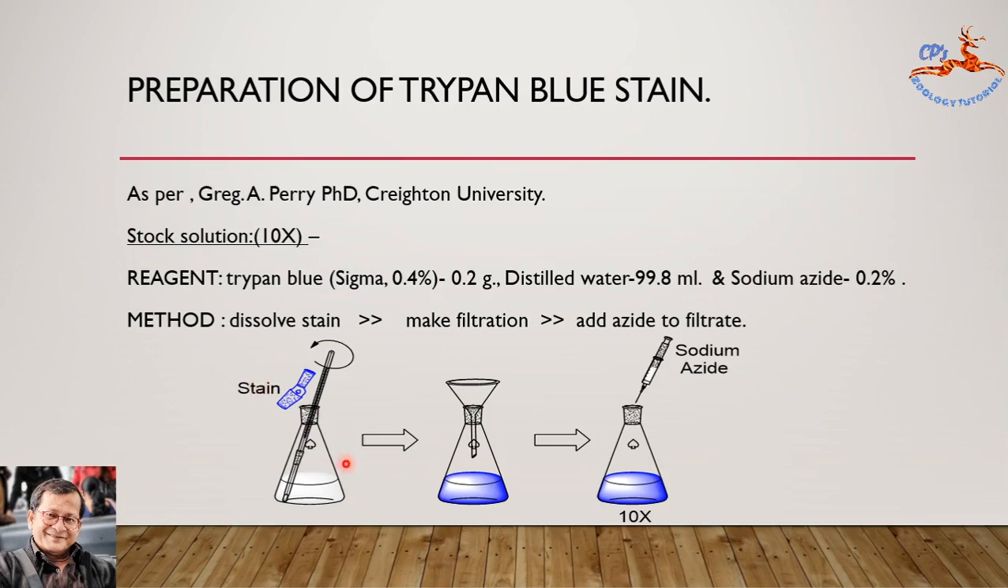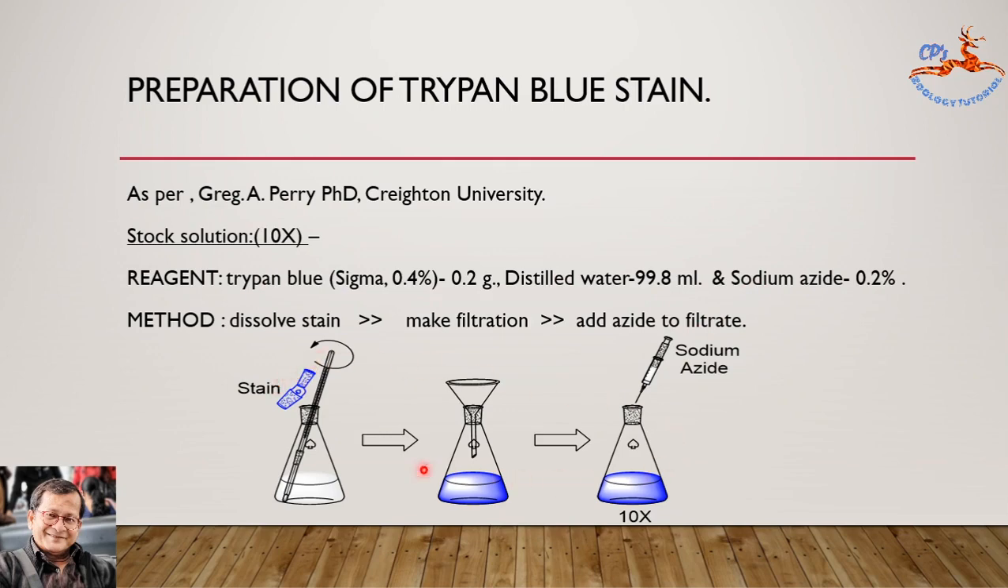Remember, it should be prepared fresh. It is prepared for quantitative analysis of morphological changes of the cell. We have to prepare it in two strengths, 10x and 2x. 10x is used for preparation of the stock solution. For the 10x preparation, we need Trypan Blue, distilled water and sodium azide.